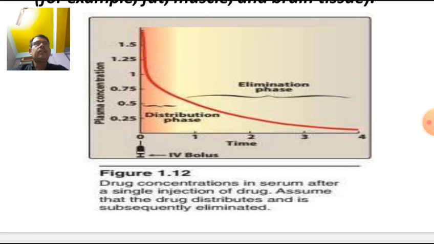So in that case, when the drug reaches the site of action at maximum and reaches the therapeutic concentration or minimum effective concentration, then you will get the therapeutic activity of the drug. So the plasma concentration versus time decreases due to distribution.